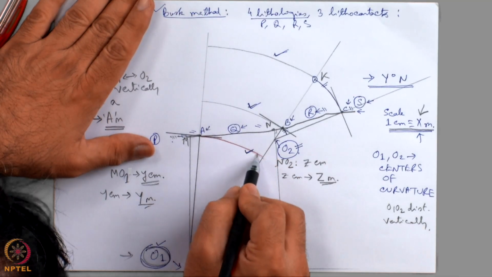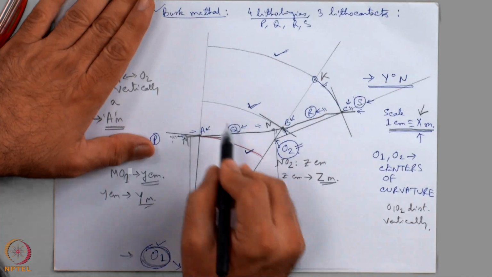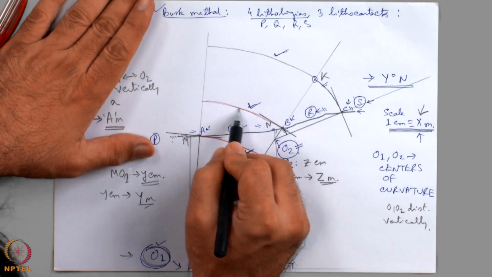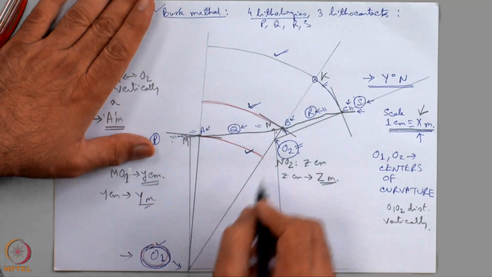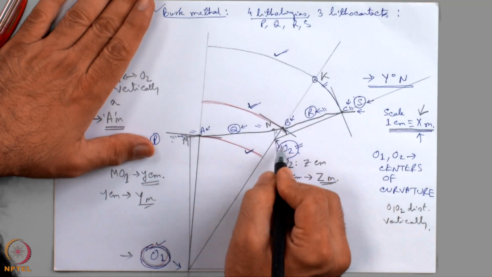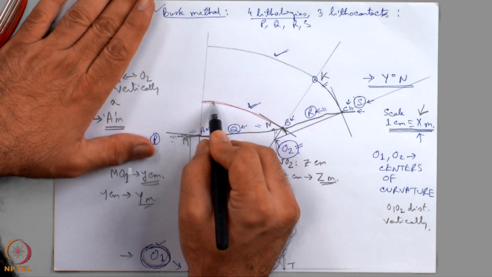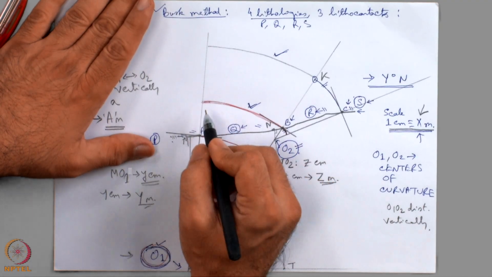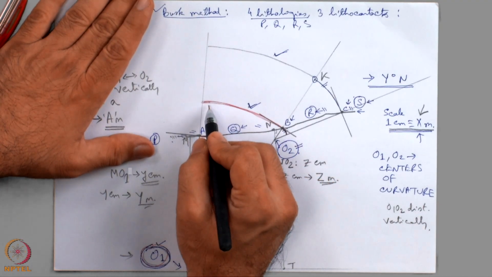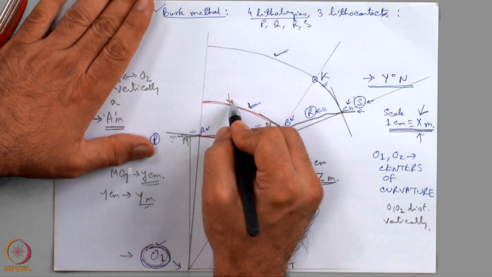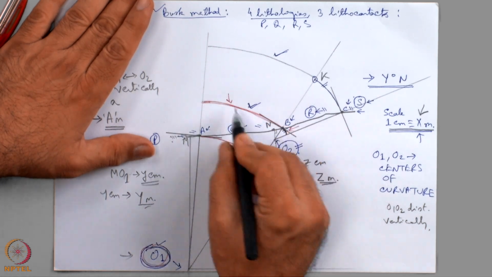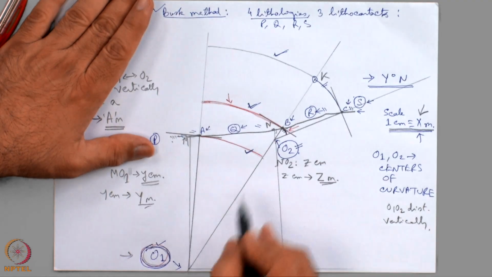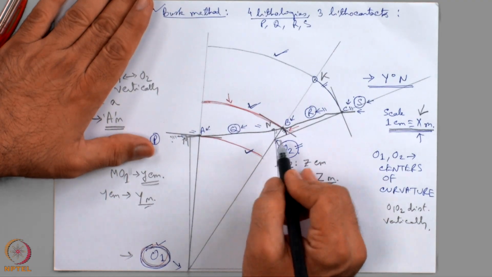This is a single arc with O1 as a center. This one will be tricky. This arc is having center O1 and this tiny arc is having center O2. So, altogether it is not the arc of a single center or a single circle. This arc and that arc do not belong to the same center. This arc belongs to O1, this arc belongs to O2.